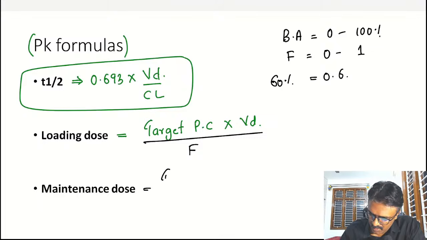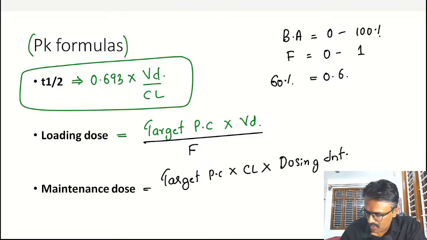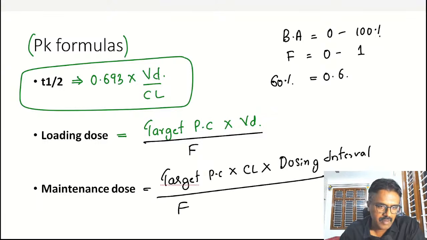Maintenance dose is similar. It is target plasma concentration into clearance. Maintenance dose means you have to give repeatedly, so into the dosing interval, how many times in a day you give, divided by the bioavailability of the drug F, if they have given. Bioavailability is 100 if you give IV; if you give oral, then the bioavailability is less. That is why loading dose depends on VD, and maintenance dose depends on clearance.